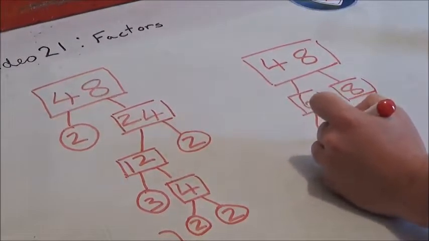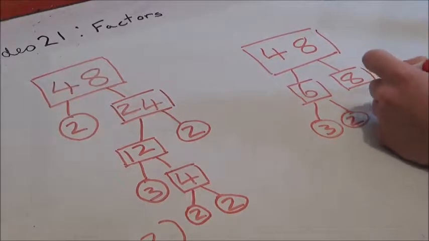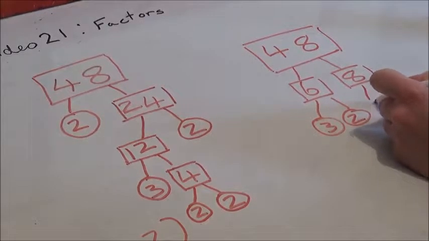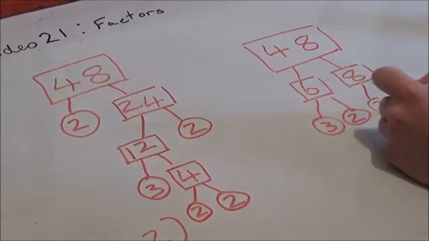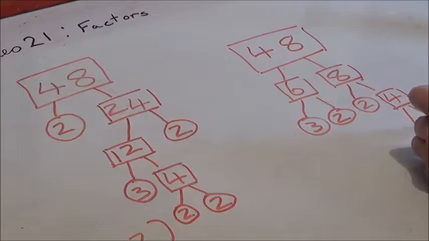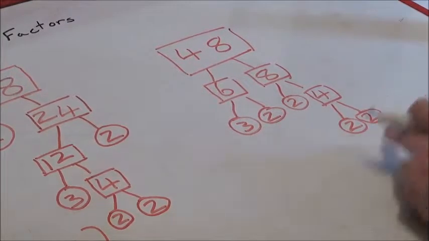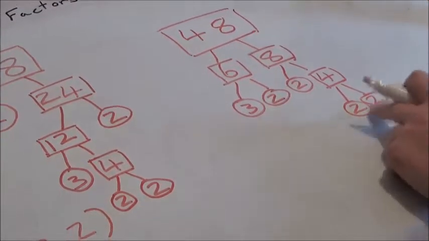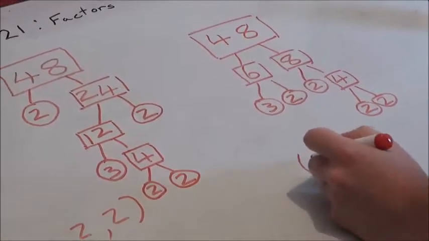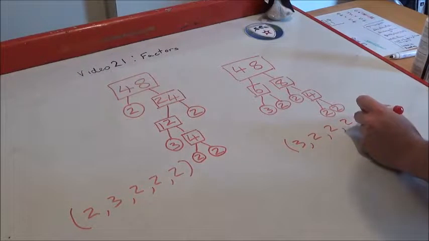6, I could do 3 and 2, both being prime numbers, and then 8 and 2. Let's go with 2 and 4, 2 being a prime number, 4 is not a prime number, but again, the only factor pair I can have for 4 is 2 and 2. So again, if you look over here, 1, 2, 3, 4 2s and 1 3. So it's going to be written out the same: 3, 2, 2, 2, 2.